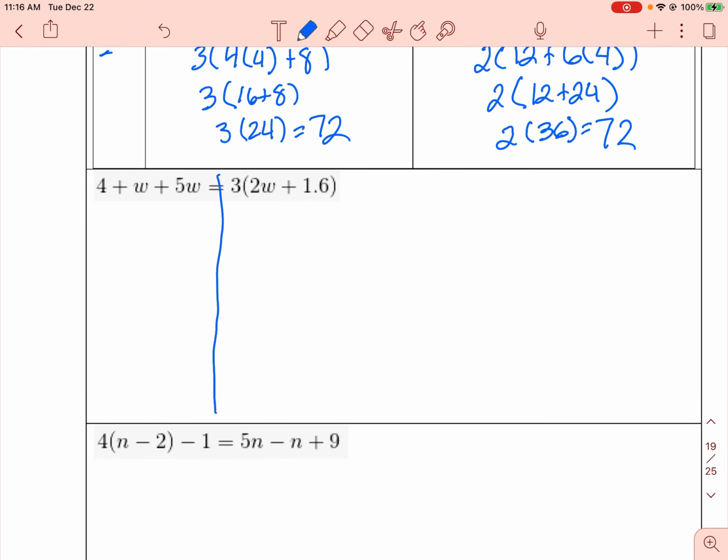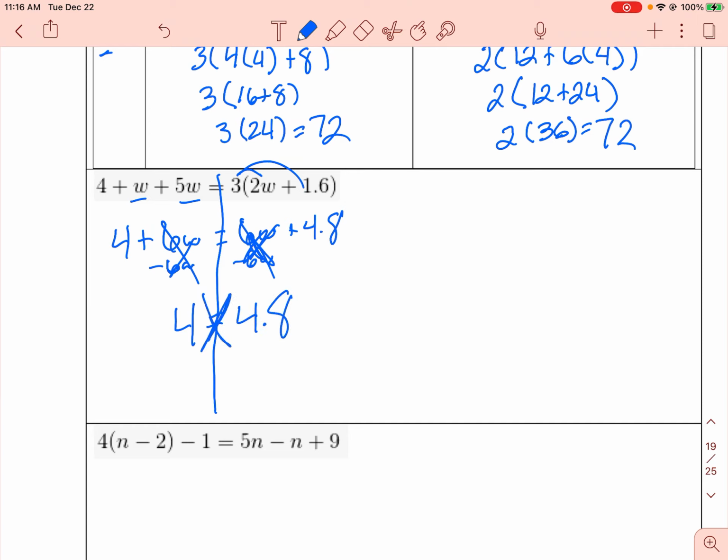Let's solve these equations. I have to distribute over here, and I combine on my left side of my equation. So on the left, after I combine my like terms, I get 6w, and then after distributing on the right side of the equation, I get 6w, and then 1.6 times 3 is plus 4.8. And now I'm going to move all my w's to one side, but when I do that, I see these w's cancel because 6w minus 6w is just 0, it's gone. That happens on both sides, and I'm left with 4 equals 4.8.